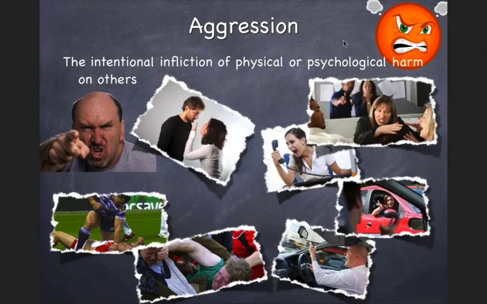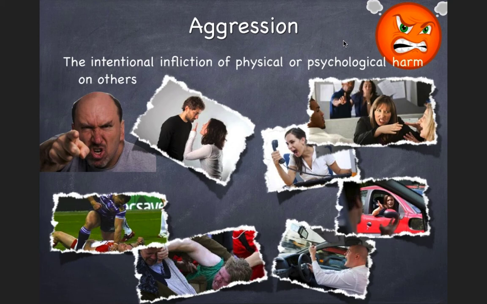Now, social psychologists have also tackled other issues, and one of them is that of aggression. The definition is the intentional infliction of physical or psychological pain or harm on others. And it takes many forms, and it takes place in many situations. It can be at home, work, on the road, spectator sports. It's all over the place.